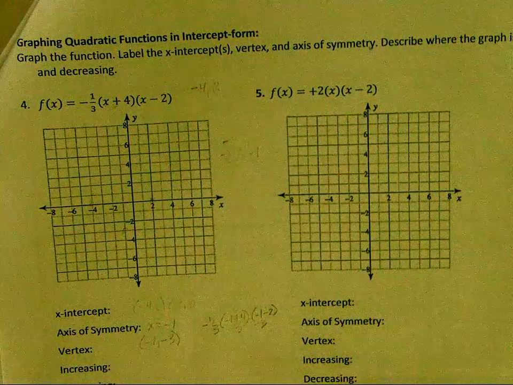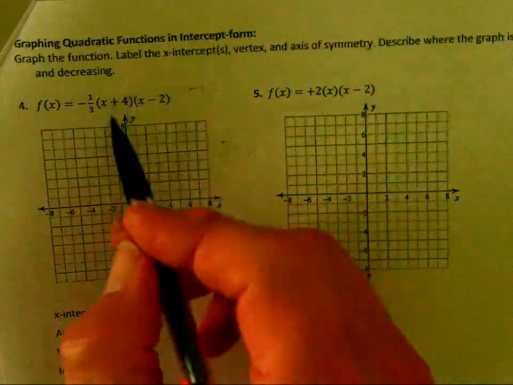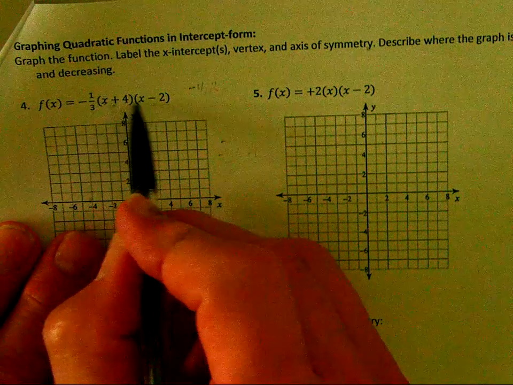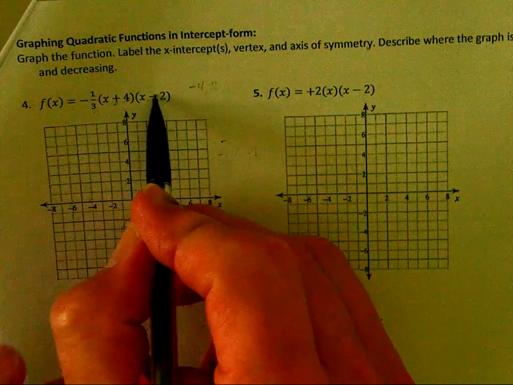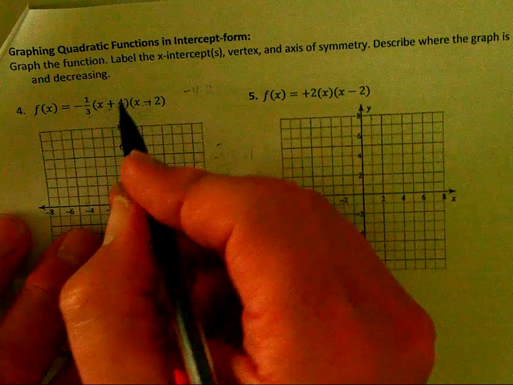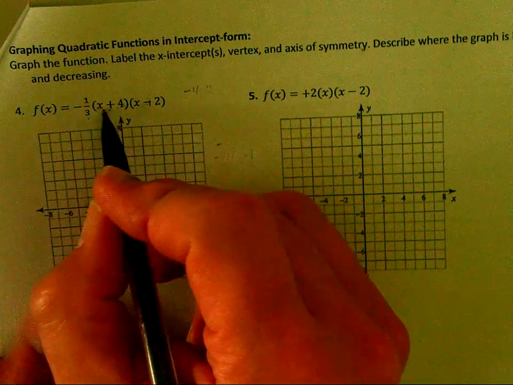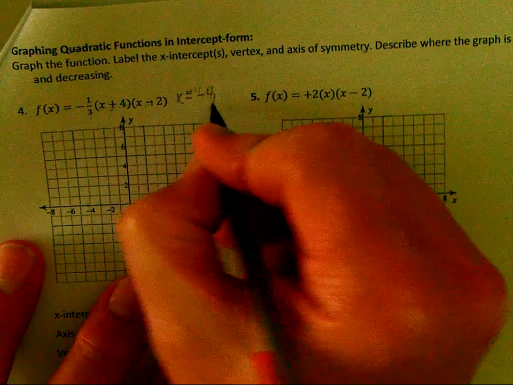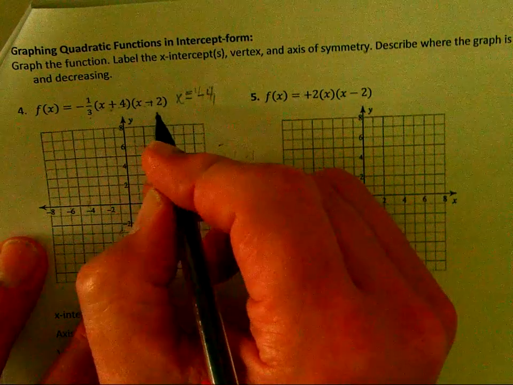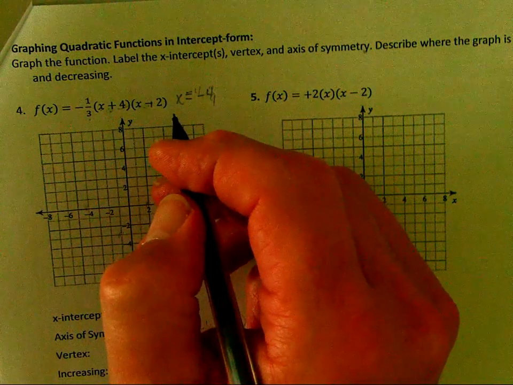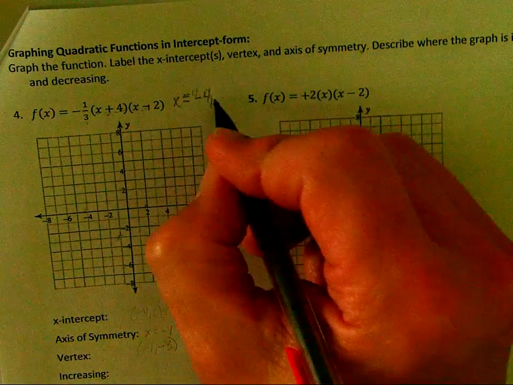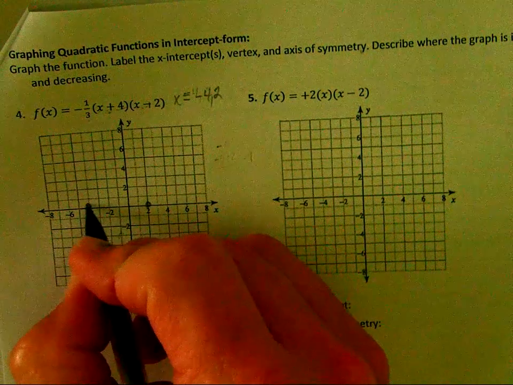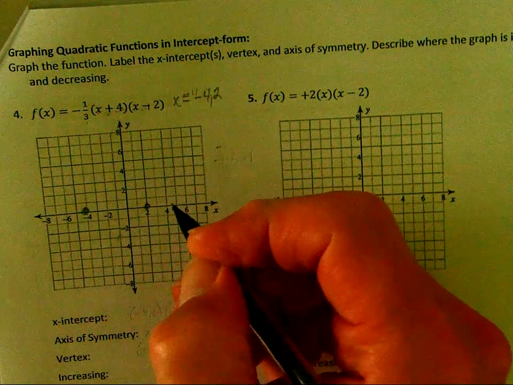Now this one we're going to have the intercept form. This is the intercept form here. Here's our A out front, just like before. Now these two, when they're factored like this, that tells us what our x-intercepts are. If you set each one of these equal to 0, like if x plus 4 equals 0, you get x equals negative 4. If x minus 2 equals 0, you get x equals 2. So our two intercepts are at 2 and negative 4. So we can put those on our graph.